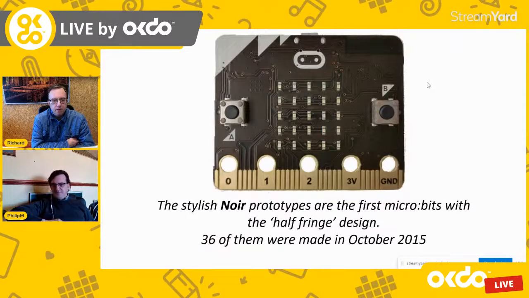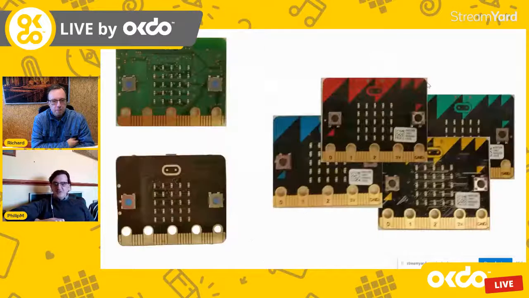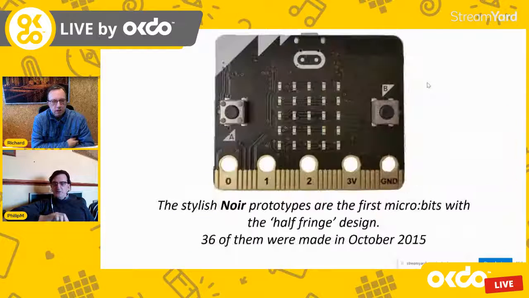I want to start with my absolute favorite one. The one you're looking at on screen now is called the Noir board, and it's noir because it's black and white. It's very stylish. But this board achieved a number of firsts. It's the first board that ever had the half fringe. When you look at your microbits now, you'll see the pattern on the front, the triangles at the top. They're on one half of the microbit. But if you look back at some of the previous ones, a lot of the prototypes had a full fringe. It stretched all the way from right to left. So the Noir board was the first one that had a half fringe.